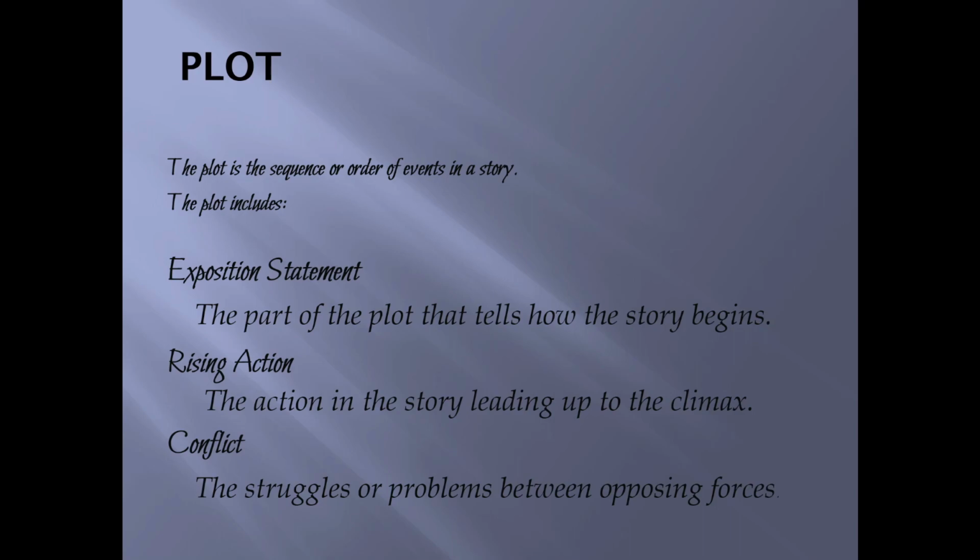After the exposition, they move towards the rising action. So the action in the story leads up to the climax. What happens that causes the story to move forward? Maybe they have an issue, maybe they found out that someone is controlling the world differently. And then the conflict. These are the struggles or problems between opposing forces, usually between the protagonist and the antagonist. So for the conflict, you have to mention what happens that causes the story to move forward.